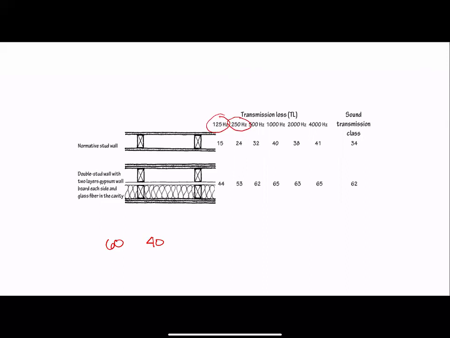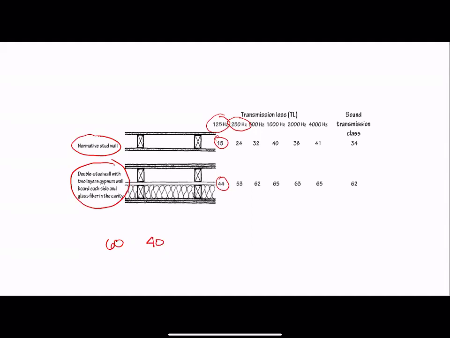And so you'll note that we have a transmission loss value for each of these two walls. The first is a normative stud wall, and the second is a double stud wall with two layers of wallboard on each side and glass fiber in the cavity. So the second wall is obviously more robust. It's a double stud configuration with insulation in the cavity and two layers of gypsum board on each side.